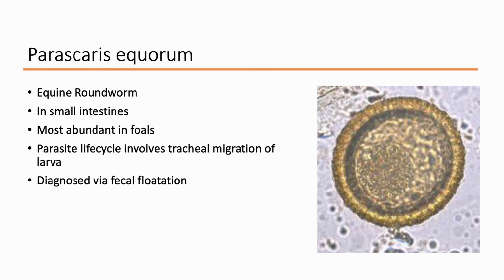We can diagnose these ova or eggs on fecal float, just like the dog and cat roundworms. And again, the roundworm here has a little bit of a rough outer layer, and then that ground glass hyaline appearance to the inside of the egg. So it's a similar looking egg as the Toxocara canis and cati.